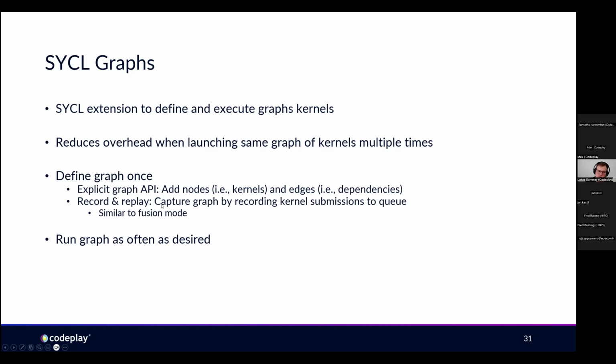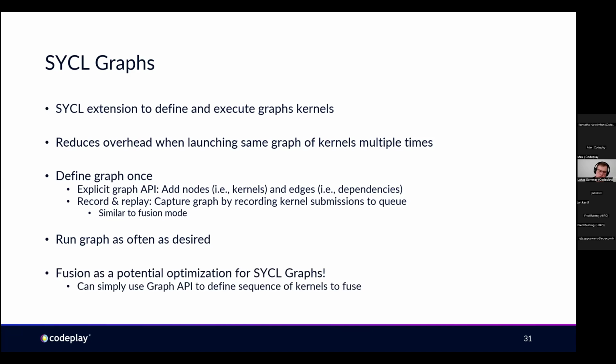And then once you've defined that graph once, you can run it as often as desired. And because there's an underlying graph extension to runtimes like Level Zero or OpenCL or also CUDA, the overhead for launching a graph is much smaller than for launching each of these kernels individually. But graphs also open the door for optimization. And fusion is one of those potential optimizations for SYCL graphs. So instead of using our own API to define the sequence of kernels that we want to fuse, we can simply use the graph API now.